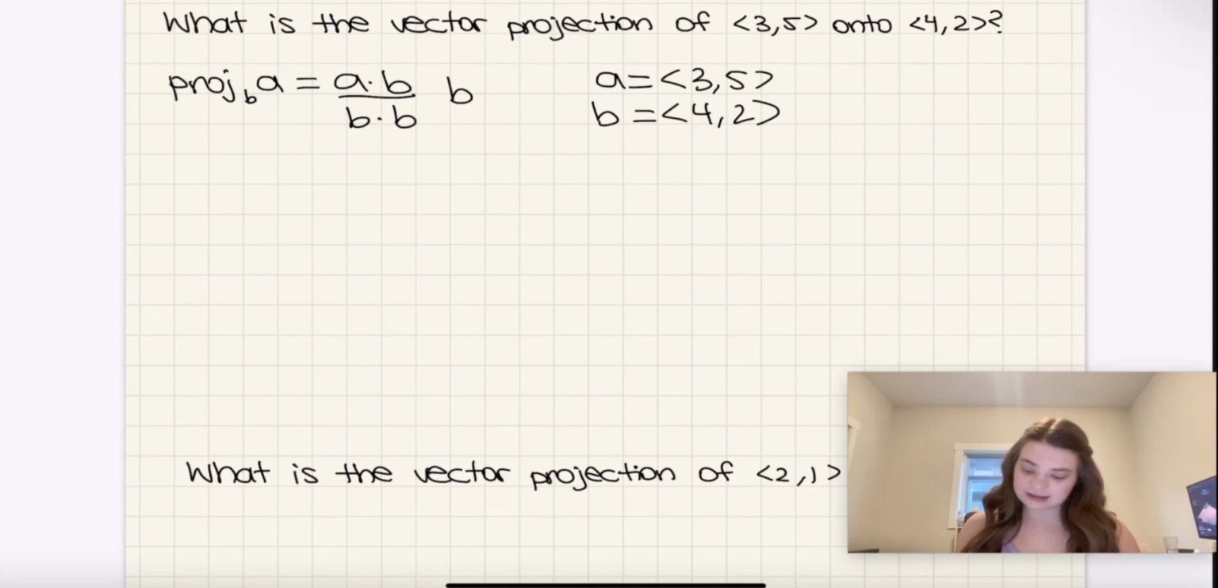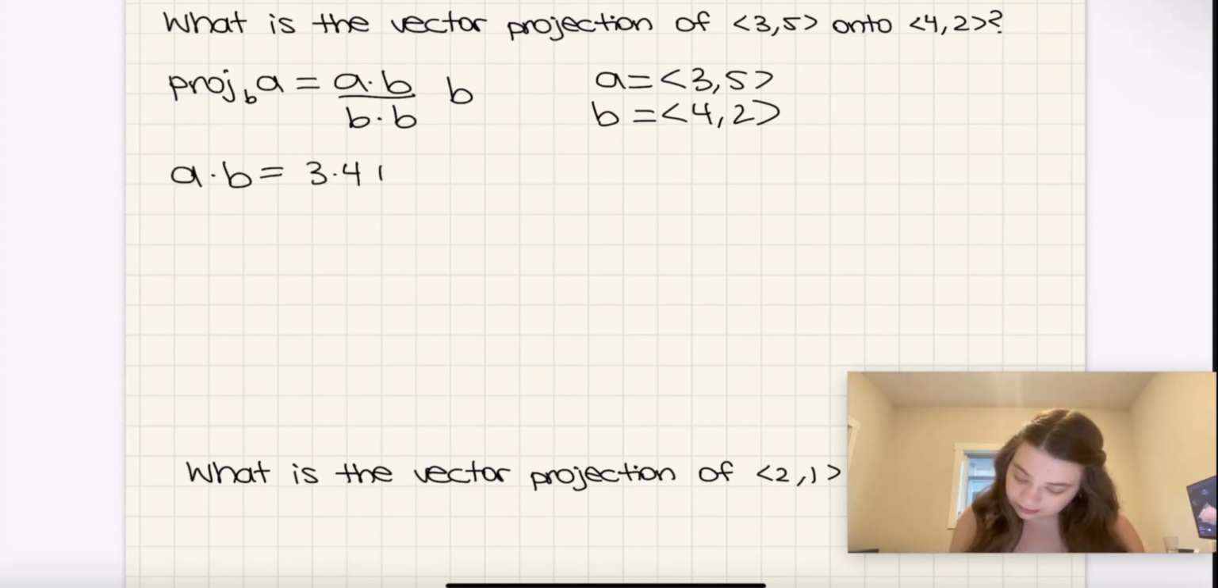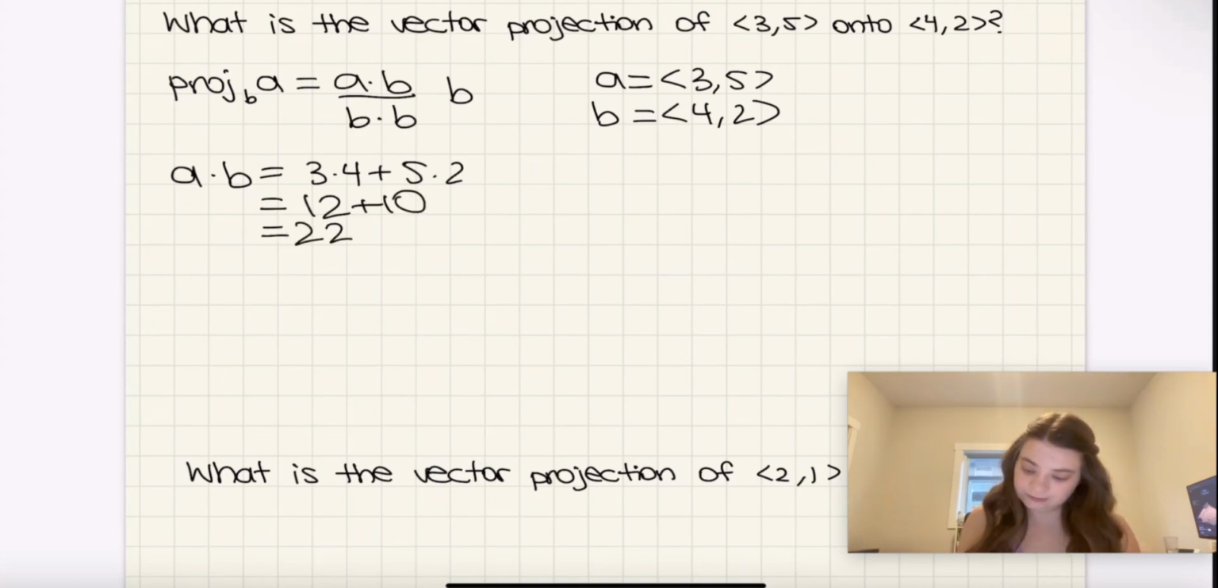Okay, so let's figure this out then. First things first, what is A dot B? Well, A dot B is going to be equal to 3 times 4 plus 5 times 2, which is equal to 12 plus 10, which is equal to 22.